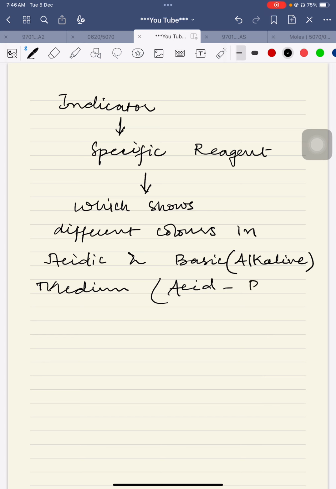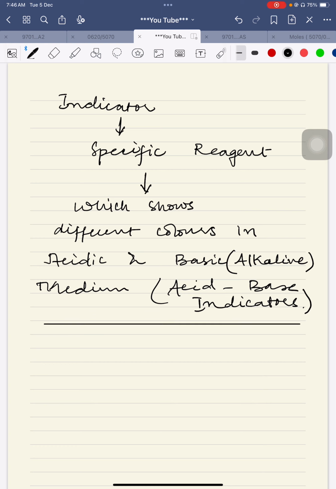Acid base indicators. Details of acid base indicators, how they react and what is happening, will be taught to you in A levels, but right now there is a small list of indicators, and unfortunately you have to keep the colors of those indicators in your mind as well. Okay, I can write here.